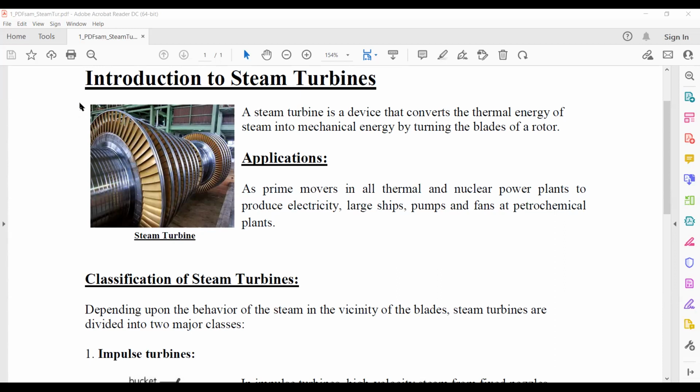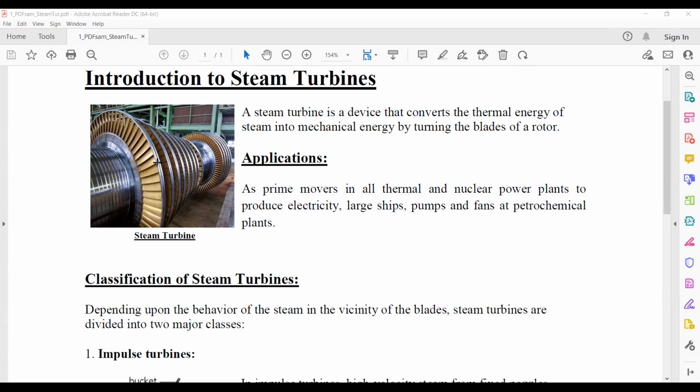It doesn't mean that the nozzle is only attached at the start. No, the nozzle is attached within the stages also. One nozzle is here, second nozzle is here, third is here, fourth one is here. So different nozzles are attached at the different stages of the turbine, which allows the jet of steam.